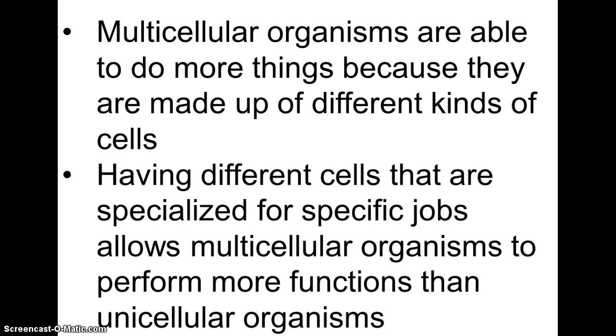So some other differences between multicellular organisms and unicellular organisms is that multicellular organisms can do more because they have different kinds of cells. They can be specialized to perform different functions, whereas with a unicellular organism, that one cell has to be able to carry on all 6 of those characteristics of life. If anything happens to that one cell, the organism's dead. With a multicellular organism, new cells can be created to reproduce and to replace the cells that are weaker in the organism.